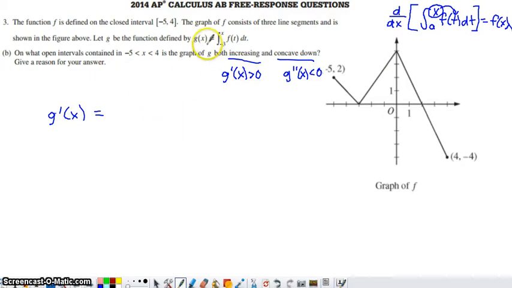To take the derivative of g, we're going to take this upper limit of integration x and put it in place of the t. So g prime of x is simply going to be f of x. There's nothing else to it.